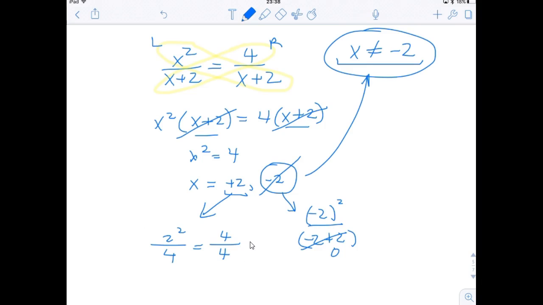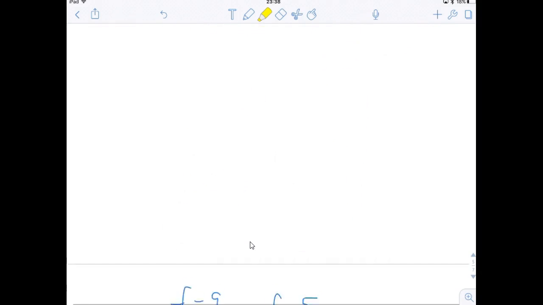Okay? So there's two options. One is, at the very beginning of your process, you could define what are the illegal values and check back with that when you find your solutions. And the other is that you find your solutions first, then go back and put your solutions into the original expression to see if they still work. Okay? All right, let's move on to one more problem.